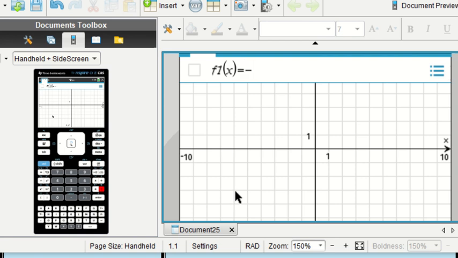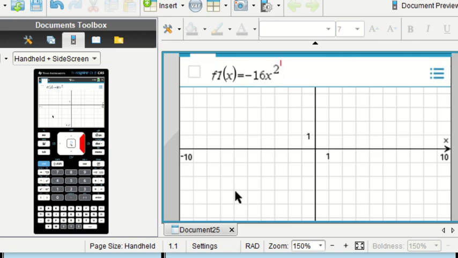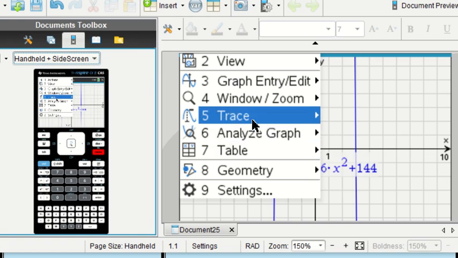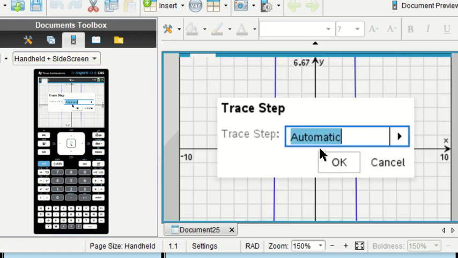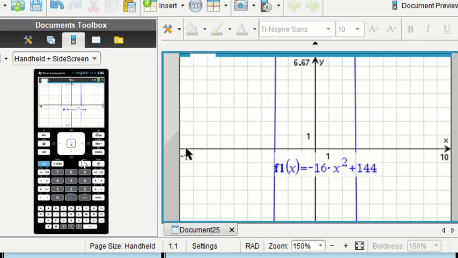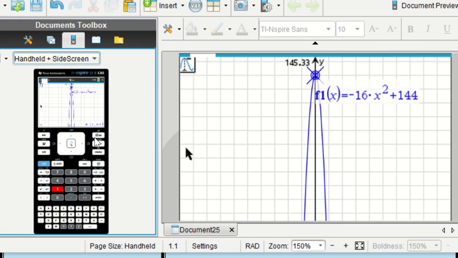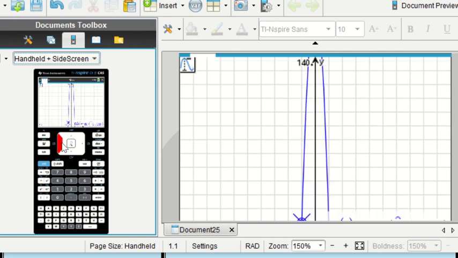So negative 16 x squared plus 144. Enter. Now, menu, trace, step. We want to set our trace step to 1 and say OK. Then menu 5, 1.